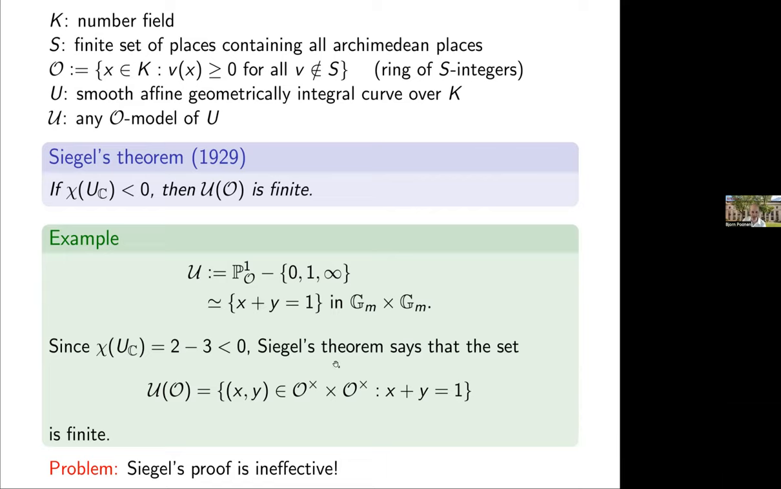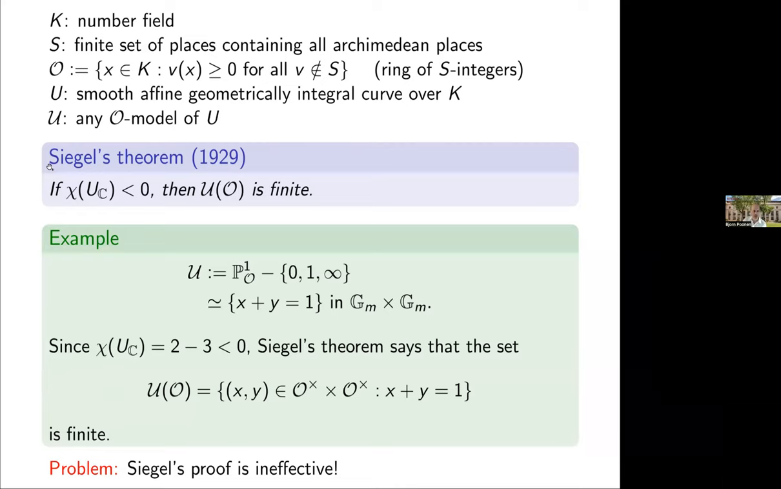So Siegel's theorem then applies, and it tells you that the set of integral points on this curve is finite. And concretely, the set of integral points is the set of solutions to this equation, but it's in Gm cross Gm, so that means x and y have to be units in O, and so they have to be units that add up to 1. This is sometimes called the S-unit equation, and so this is saying that the S-unit equation has finitely many solutions. Okay, so that's an example.